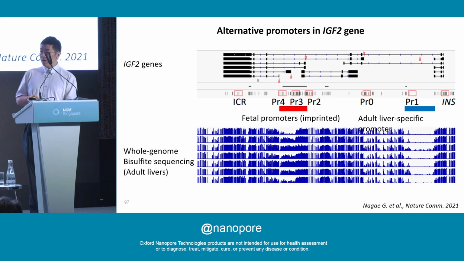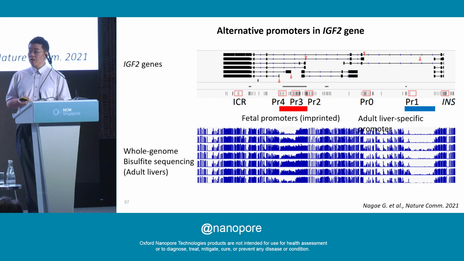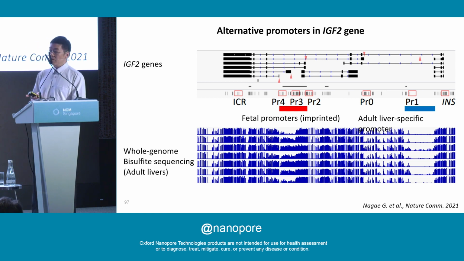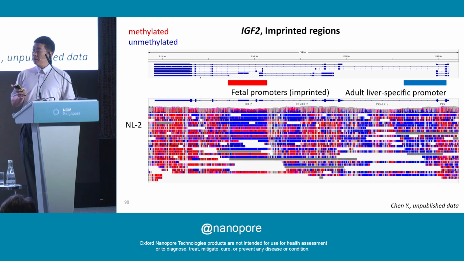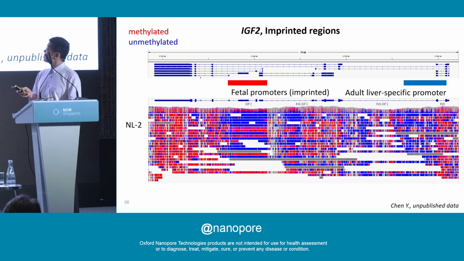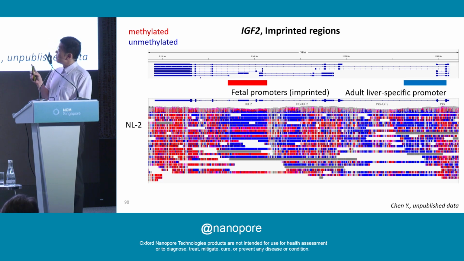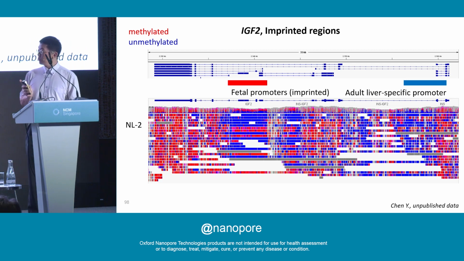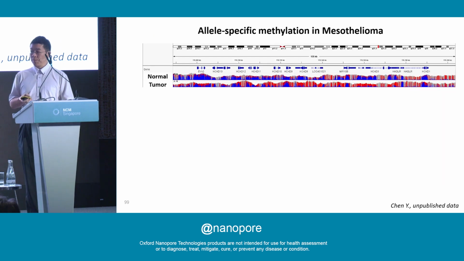We also checked the promoter regions of the IGF2 gene in adult liver. The blue one is promoter 1, which is in an unmethylated state, but the red one is called the fetal promoter, which shows 50% methylation by whole genome bisulfite sequencing. In nanopore data, we can clearly see the imprinting methylation pattern only in the fetal promoters. So that's a powerful tool for accurate calling of imprinting methylation status.